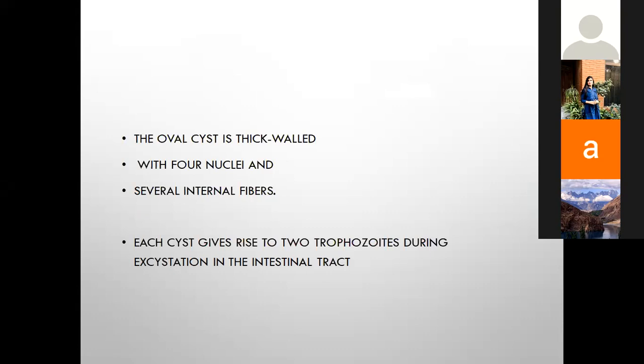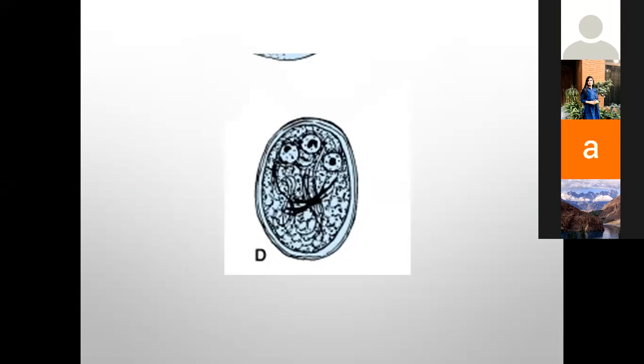The oval cyst is thick-walled with four nuclei and several internal fibers. Each cyst can give rise to two trophozoites during excystation in the intestinal tract. This is the cyst, and it has four nuclei, and when they get divided, each cyst will divide into two trophozoites, and each will have two pairs of nuclei.